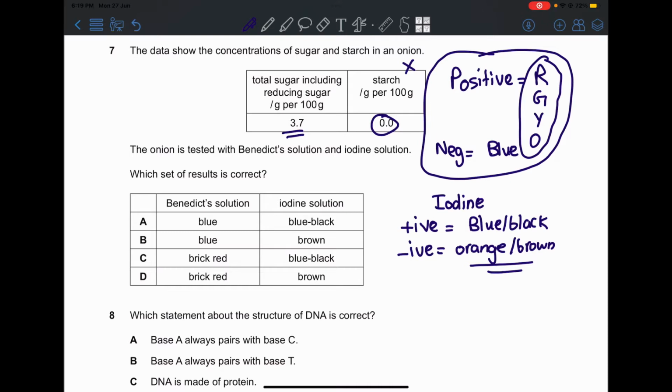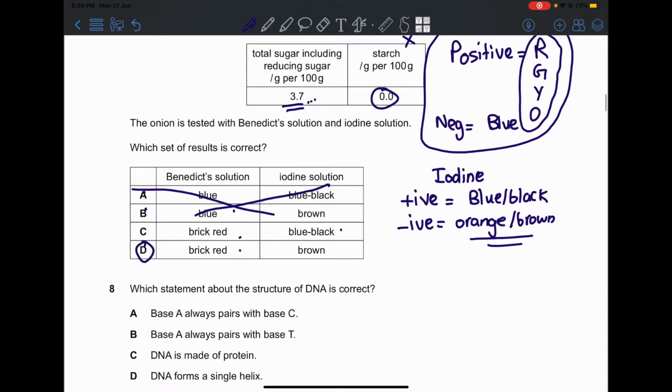So let's see the options over here. We can't be choosing A or B because Benedict's can't be blue, as there is actually some sugar over here. So no, it's not going to be A or B. We're going to be actually choosing between C and D. C says that it's going to be brick red and brick red, and the iodine is going to be blue-black. This is actually incorrect because over here there is 0 grams of starch, which means that the iodine is going to be negative. So that leaves us with option D, which is our correct option.